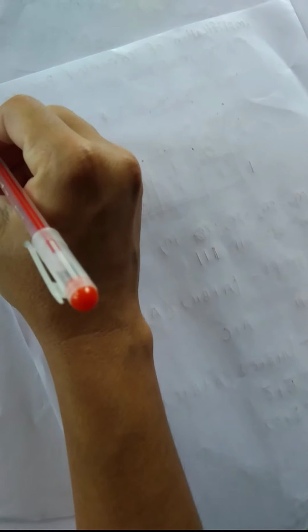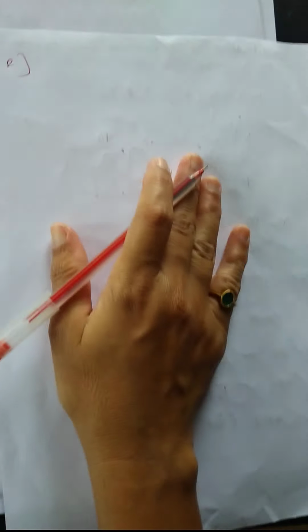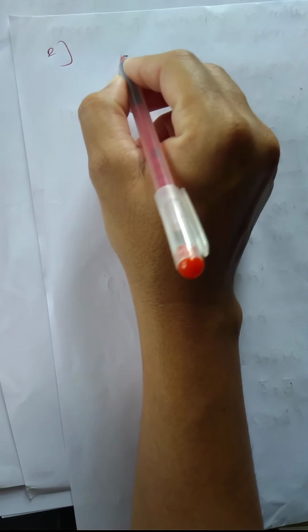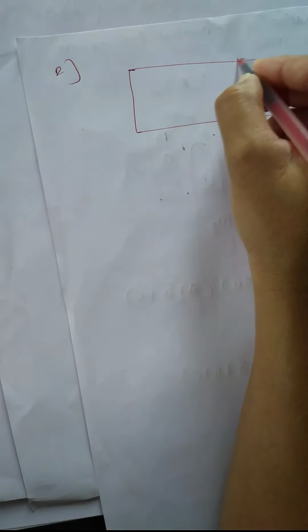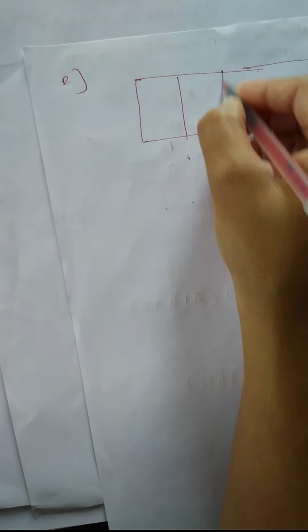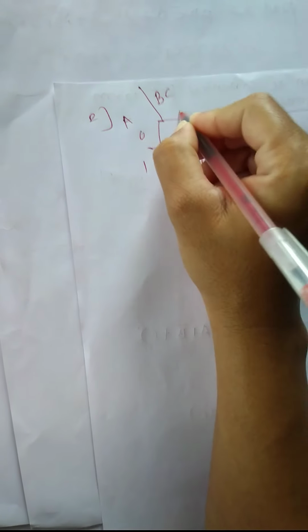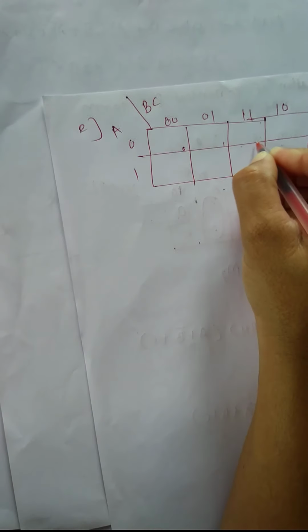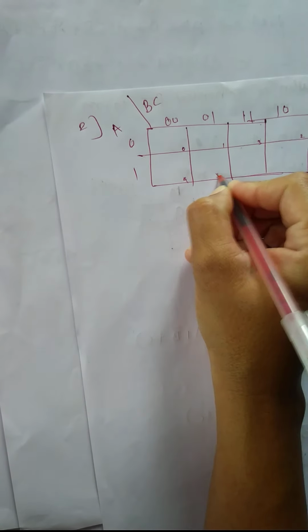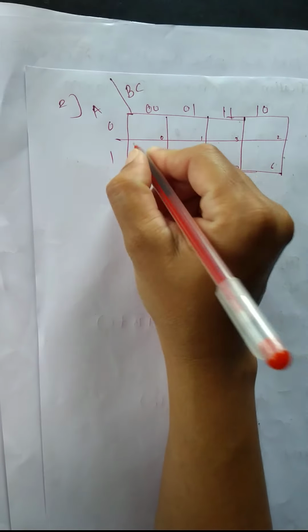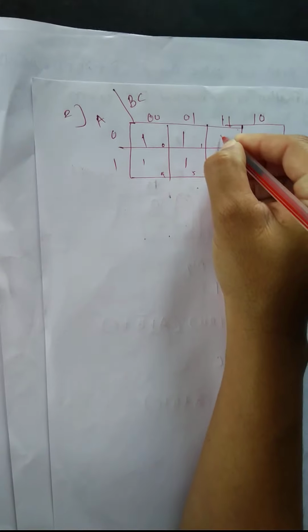Next, the second problem for the POS expression. Here the K-map is given directly, without max terms. A B C, 0 1, with cell positions 0 1 3 2 4 5 7 6. Every box has its min term position, with values 1 1 1 1 0 0 0 1.